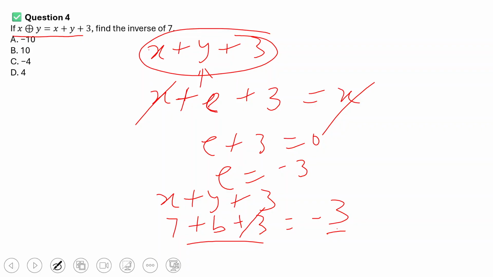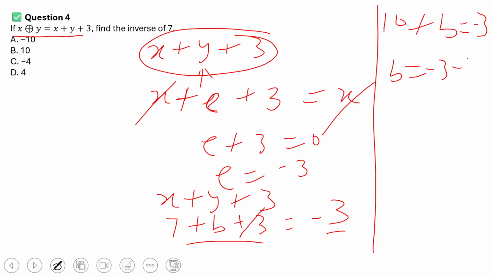Sorry, 3 will not cancel 3. You do this addition, 7 plus 3. Okay, let me continue here. 7 plus 3 will give me 10 plus b is equal to minus 3. So at this point, b is equal to minus 3 minus 10, and b is equal to minus 13. So b is minus 13. But it's not among the options. The answer would have been minus 10 only if identity is 0, but that is incorrect. So the correct inverse is minus 13.